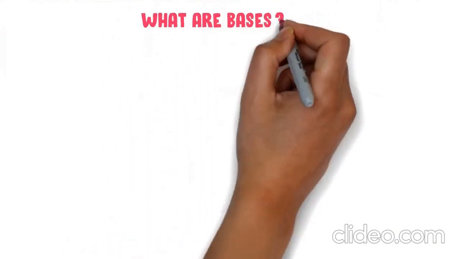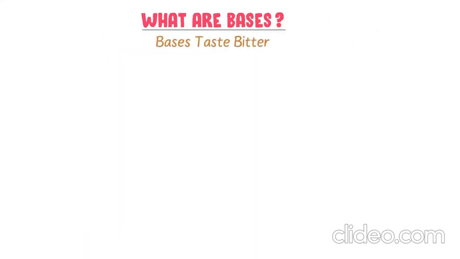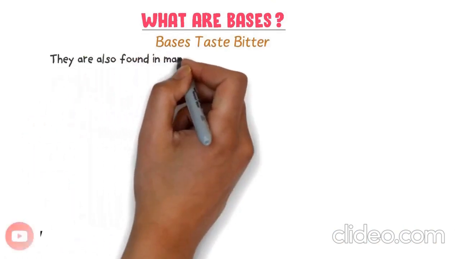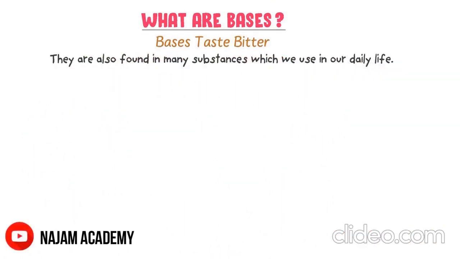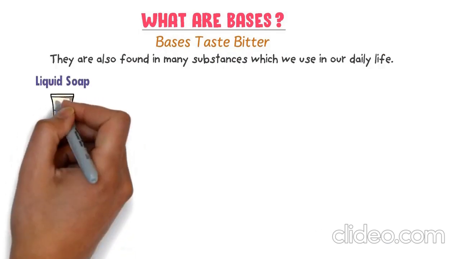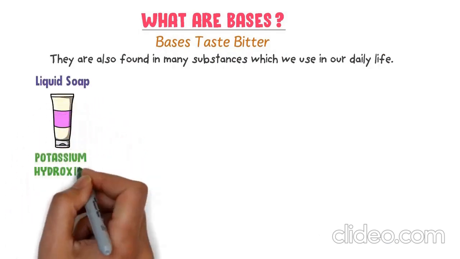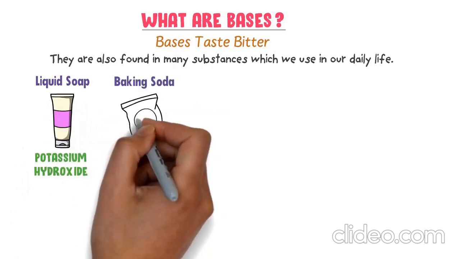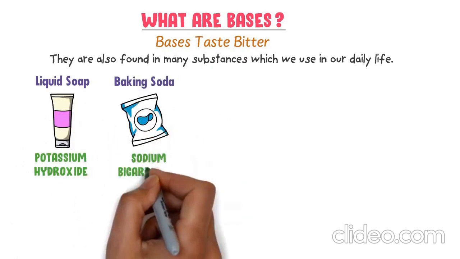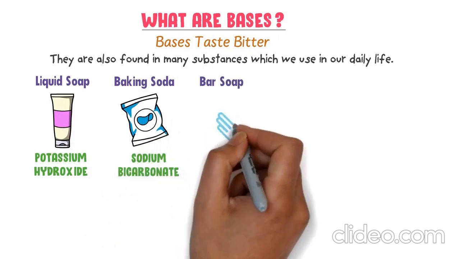Now what are bases? Well, bases taste bitter and they are also found in many substances which we use in our daily life. For example, liquid soap. It contains potassium hydroxide. Secondly, baking soda. It contains sodium bicarbonate. Thirdly, bar soap.